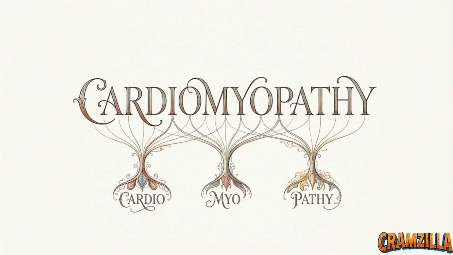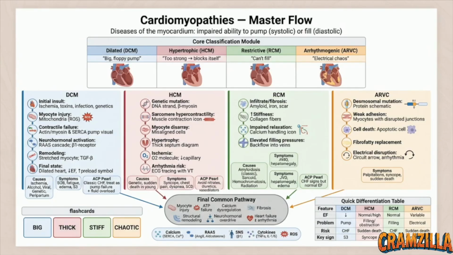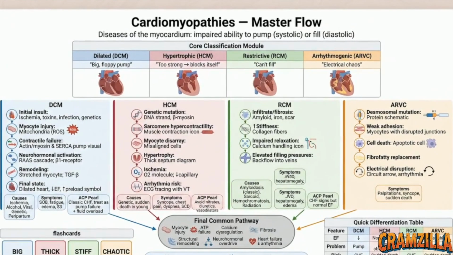These are the cardiomyopathies. Cardiomyopathy translates directly to heart muscle disease. In these patients, the foundational physical architecture of the myocardium degrades, destroying the organ's basic ability to pump or fill. This diagram shows the core classification module for the disease. We can group these structural anomalies into 4 distinct physical profiles based on exactly how they fail: hearts that become big, thick, stiff, or chaotic.